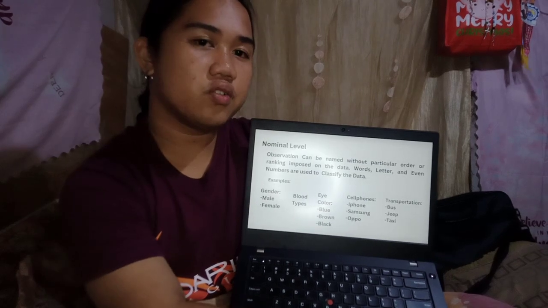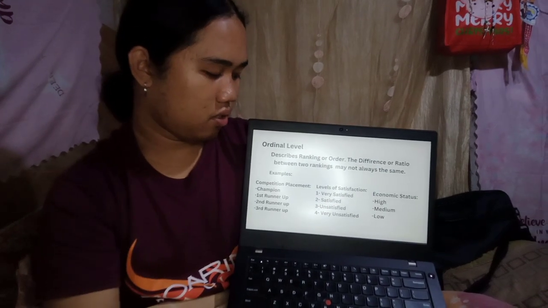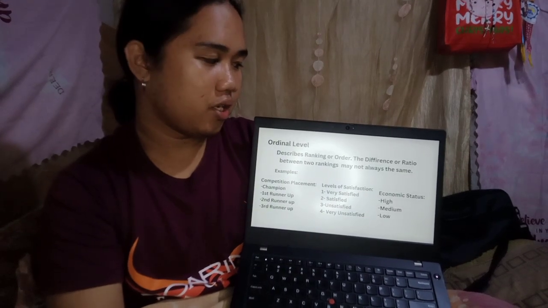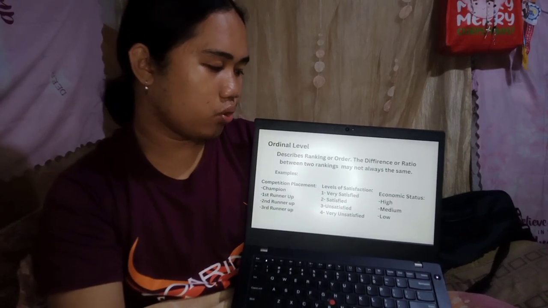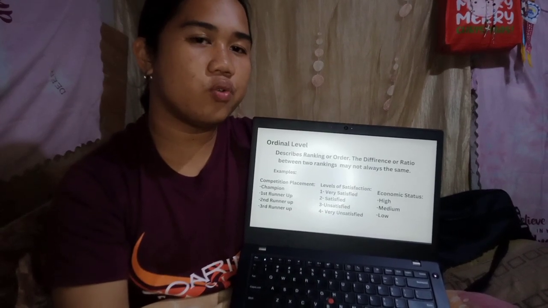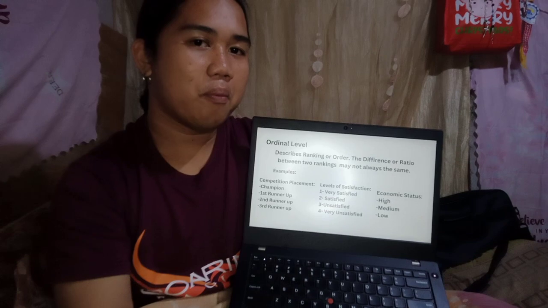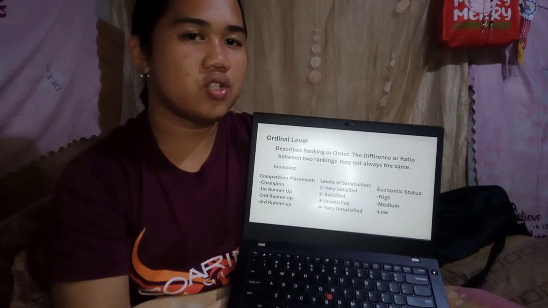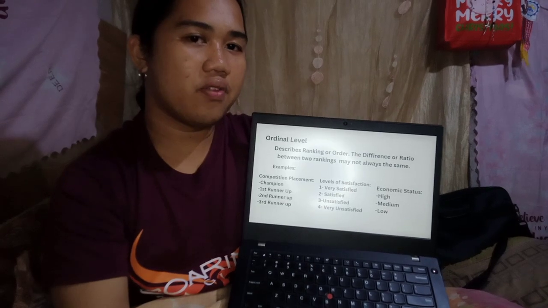Now we'll move on to the second level, the ordinal level. Ordinal level describes ranking or order. The difference or ratio between two rankings may not always be the same. So in nominal level, we only need to take care about the names, but in ordinal level, we need to take care about the two, which are the names and the rankings.